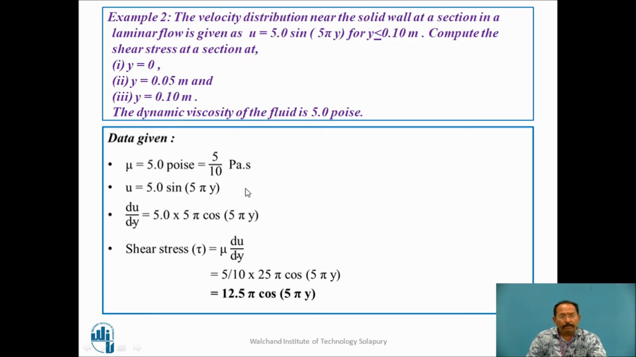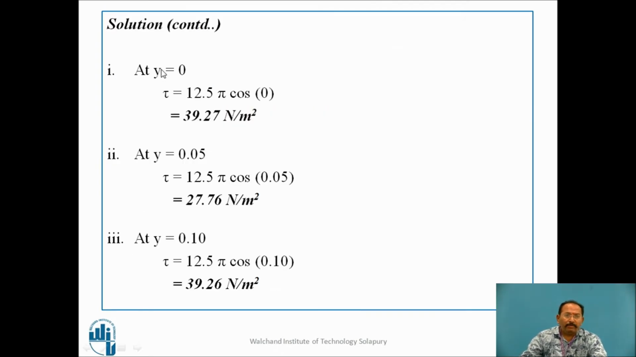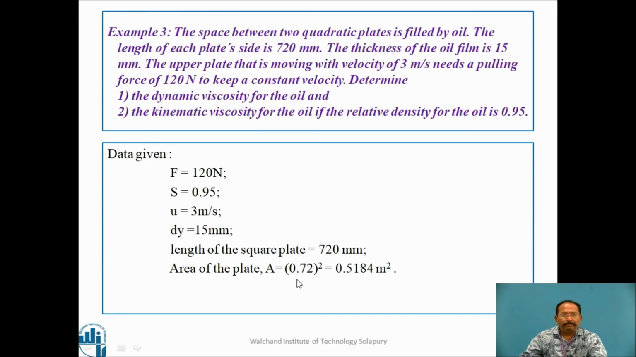Similarly, we have to put the values of y equal to 0, y equal to 0.05, and y equal to 0.1. Similar calculations are there. For y equal to 0 we are getting 39.27 Newton per meter square, or Pascal. Then for 0.05 it is 27.76, and for 0.1 it is 39.26. For your practice, we have taken three conditions so that you can do the calculation very fast. We'll go to the next problem.